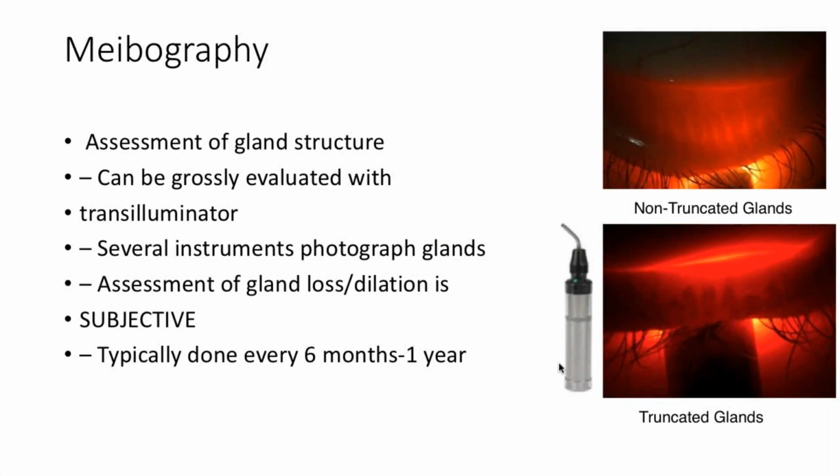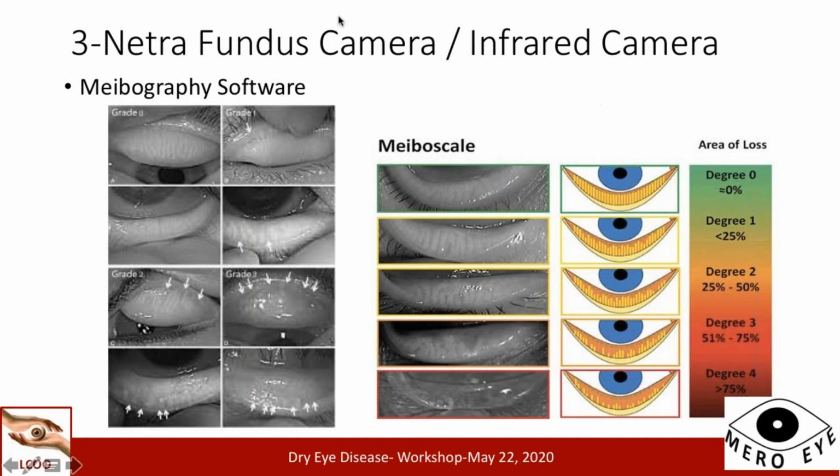Meibography is again quantifying the meibomian glands. You can do that by again using a transilluminator, where by placing a cotton tip applicator you can actually see these glands. You can see in the above image, there is no truncation. These black little lines which you can see, there is no truncation, but here you can see the glands are truncated, which means they don't go all the way up the lid. So you can do that using a transilluminator. You can also do that using a meibomian gland score using a fundus camera. We use a Trinetra camera.